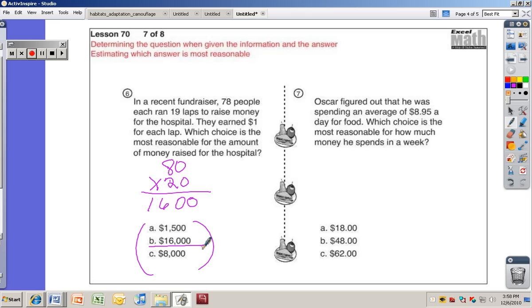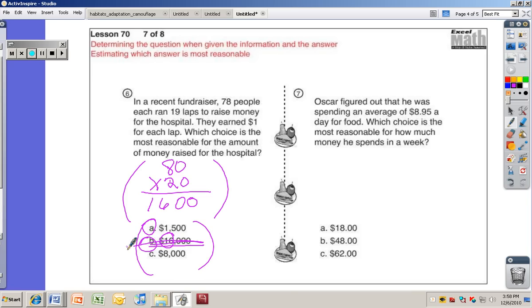Notice this choice here. They're trying to trick you. 16,000 is nowhere close to 1,600, but because there's a 1 and a 6 at the beginning, a lot of people are going to pick that one. 1,500 is really close to 1,600. By the way, when you reach consensus, you need to have your show work match as well, not just the same answer choice down here at the bottom. The show work has to match, so make sure you do that when you reach consensus.